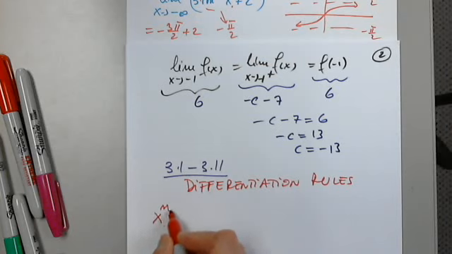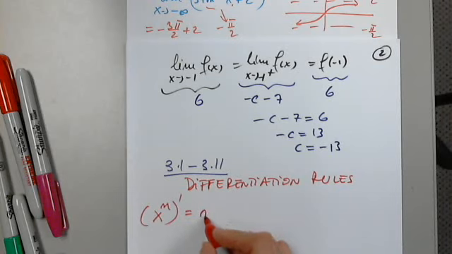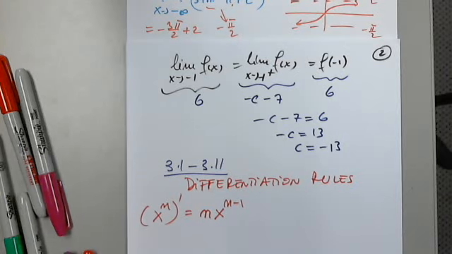We know that x to the nth power, prime, is n x to n minus 1. Okay, since no one said anything, have we done this? Okay, just to make sure.